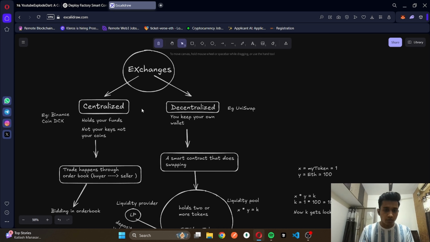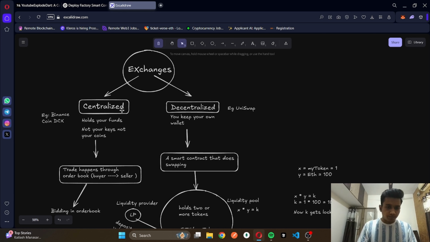So we all have heard the names of centralized exchanges like Binance and CoinDCX, India's largest cryptocurrency centralized exchange, right? Now, what does a centralized and a decentralized exchange do, and how are these different from each other?